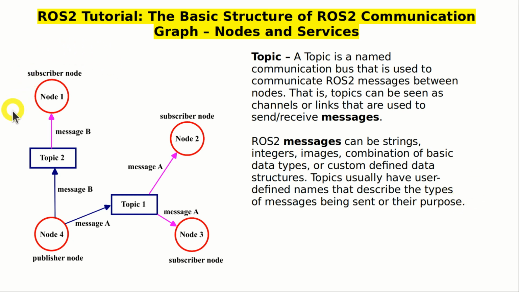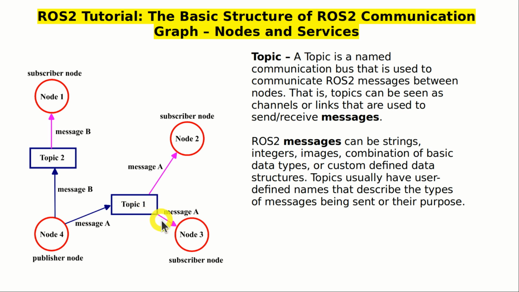Over here, we illustrated a simple ROS2 communication graph. This ROS2 graph consists of 4 nodes, node 1, node 2, node 3, and node 4, and we have 2 topics, topic 1 and topic 2. Node 4 sends a message called message A to topic 1. By using ROS2 terminology, we can say that node 4 is a publisher node. This means that node 4 publishes a message to a certain topic. In our case, it's topic 1.